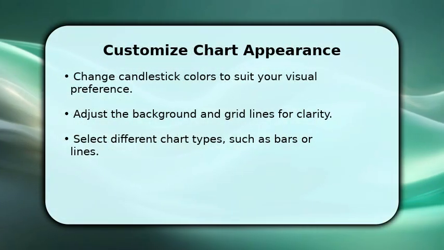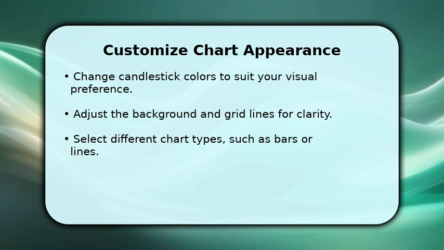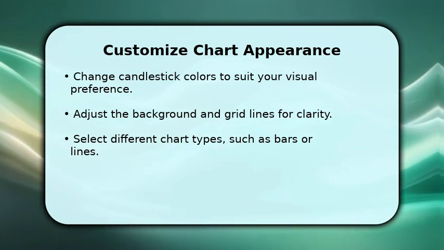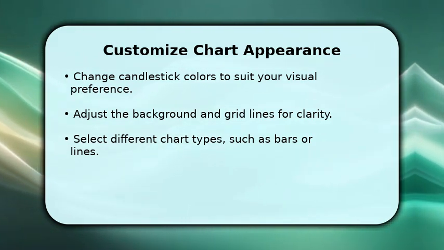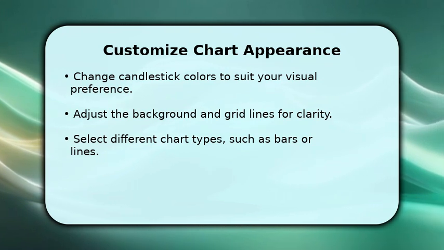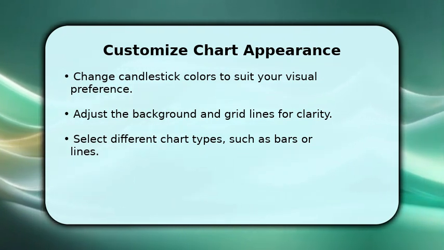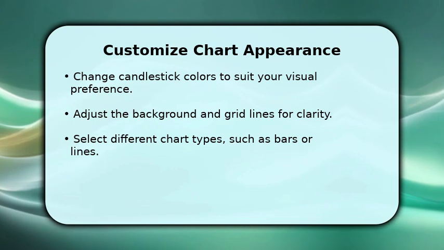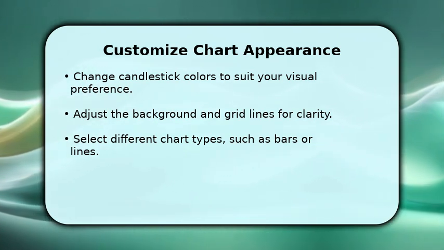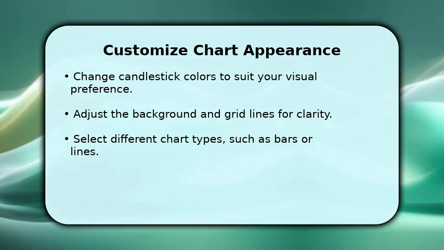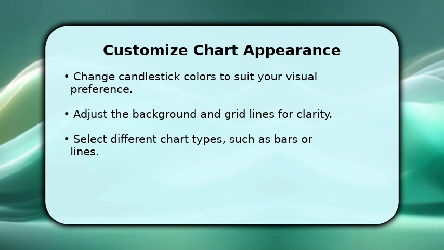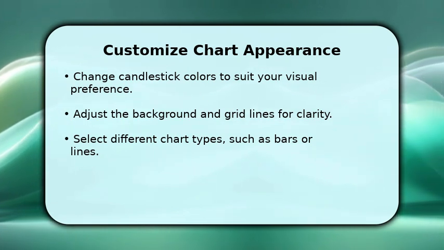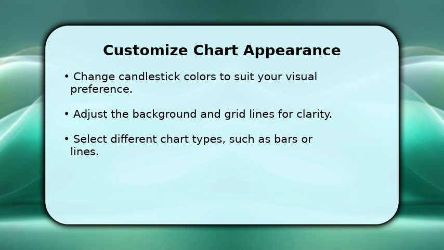Now, let's personalize your chart's appearance. Go to the chart settings by right-clicking on the chart or using the gear icon. Here, you can modify candlestick colors, change the background to a dark or light theme, and adjust grid line visibility. Experiment with different chart types, like Heiken Ashi or Renko, to find what best suits your analytical style. These small changes make a big difference.